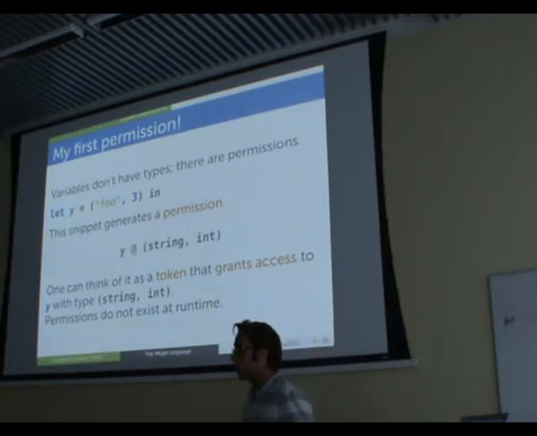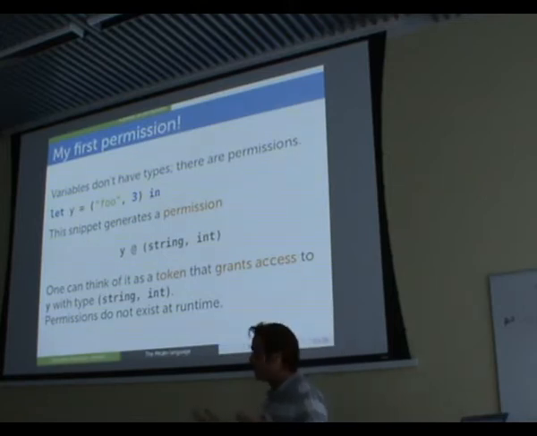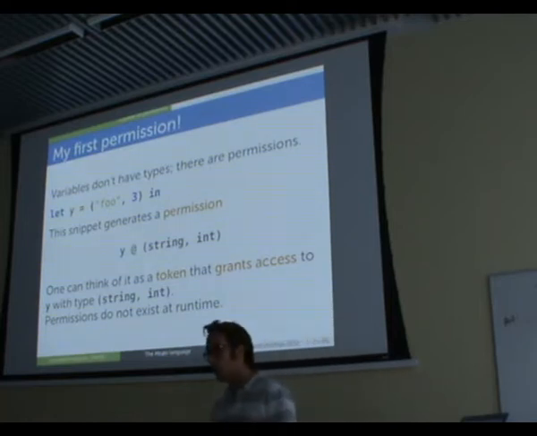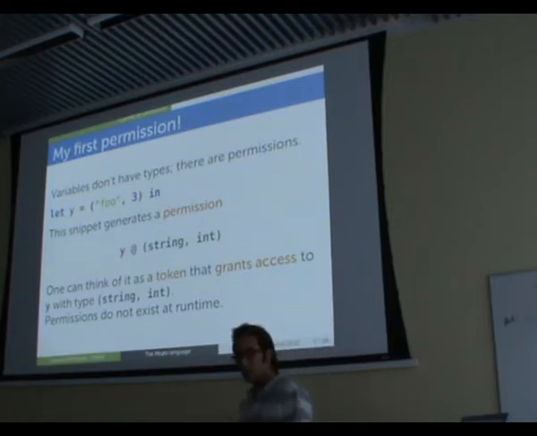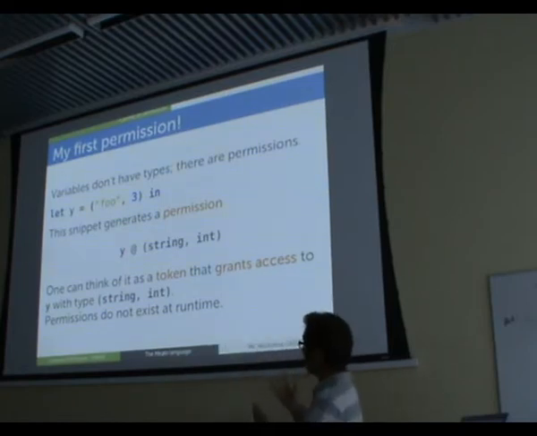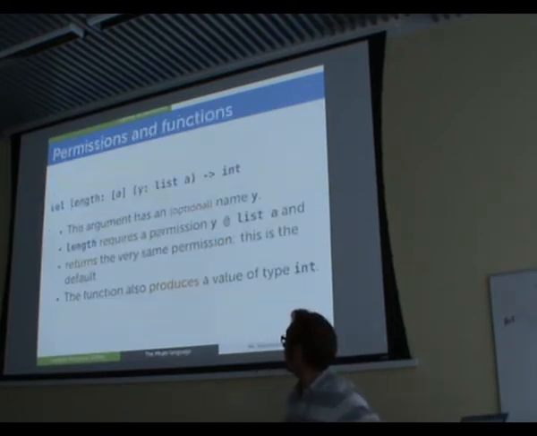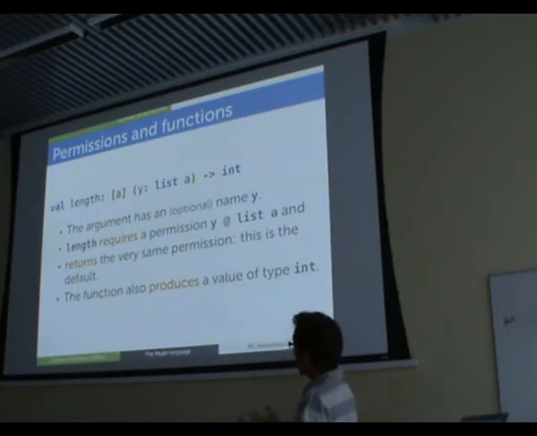In that case, when I write the snippet right above, that generates a tuple, that's a value, just like in OCaml, for instance. And we say that you are granted the permission y at string, comma, int. That means you can access variable y with type string, comma, int. You can think of an access token. These do not exist at runtime. These exist purely in the type system. And whenever a function wants to do something with a variable, it requests a token and grants you back the token if it doesn't need to keep it.